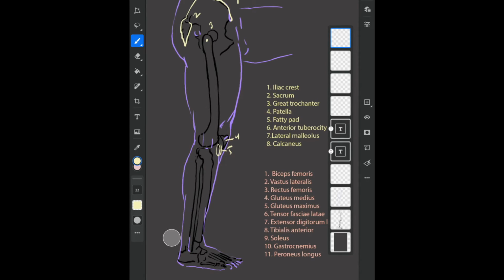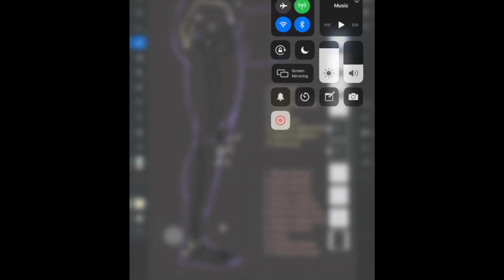And then the anterior tuberosity of the tibia. That's going to be this little bump right here, like this. And then working our way down, we have the lateral malleolus, which is formed by the fibula, number 7. And then lastly, our calcaneus. Okay, now let's talk about our muscles.